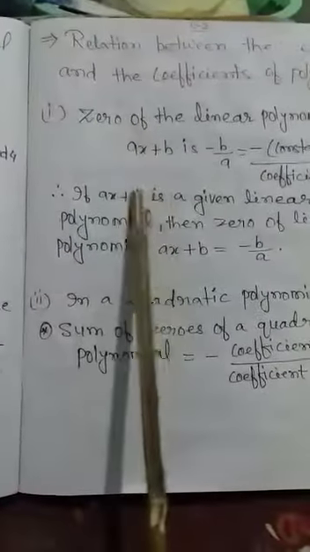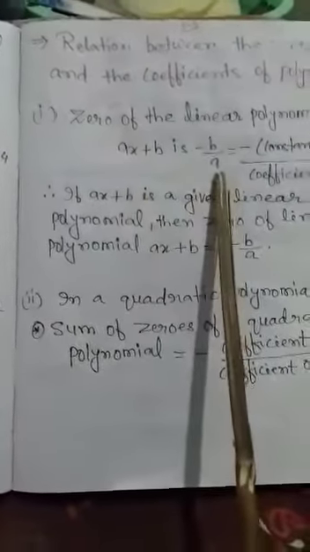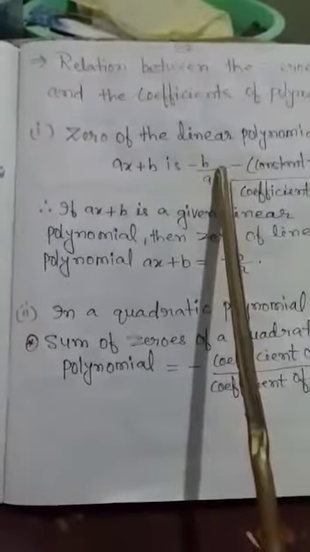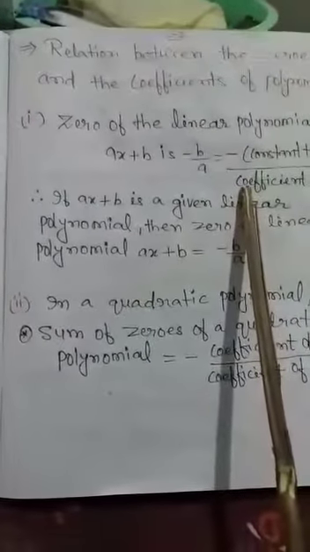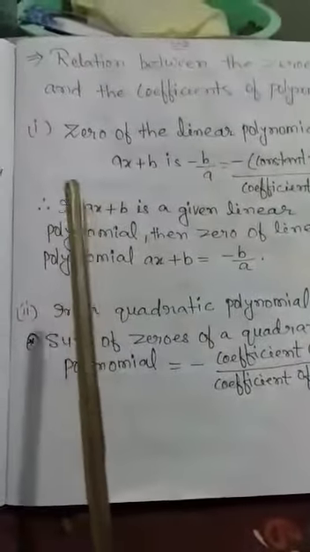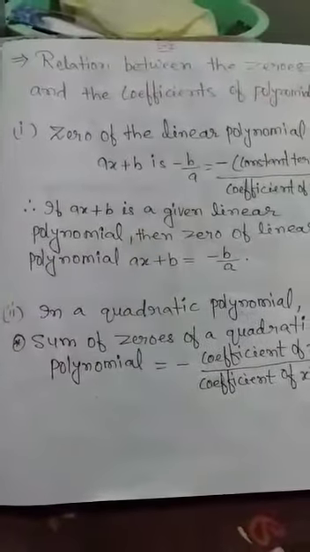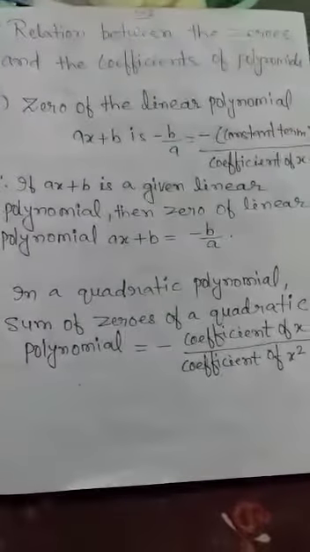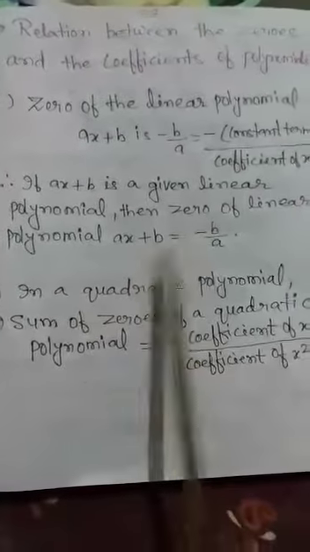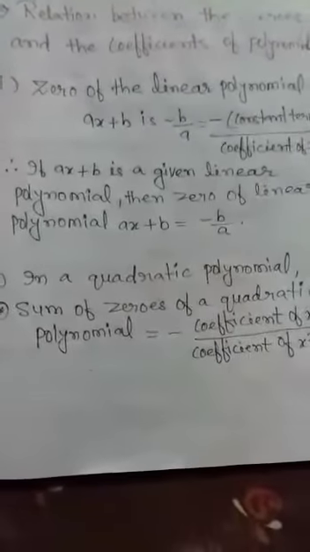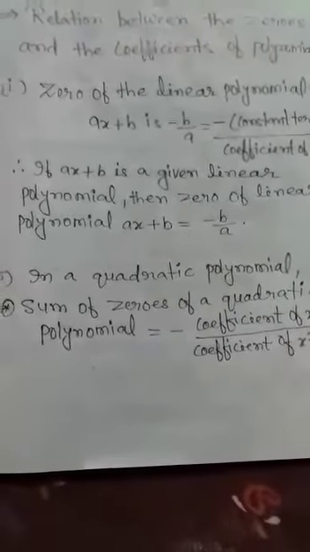So for ax plus b, the zero is minus b by a, and that we have learned. Minus b by a was what? Minus constant term by coefficient of x. Now see, therefore if ax plus b is a given linear polynomial, then we will write the zero of linear polynomial ax plus b is equal to what? Minus b by a.